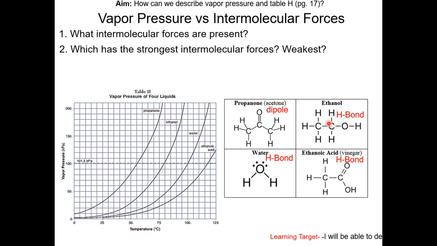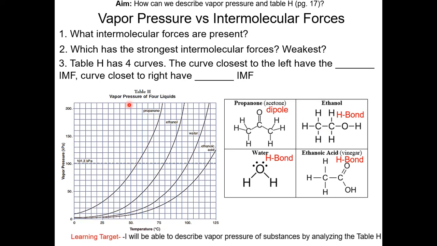Just to review, the relationship between intermolecular force and boiling point is a direct one. The stronger the intermolecular force, the higher the boiling point. Therefore, propanol should have the lowest boiling point. Table H has four curves. The curve closest to the left will have the weakest intermolecular force because it will have the lowest boiling point. The curve closest to the right will have the strongest intermolecular force because it has the highest boiling point. Therefore, ethanoic acid will have the strongest intermolecular force, then water, then ethanol, and then propanol.